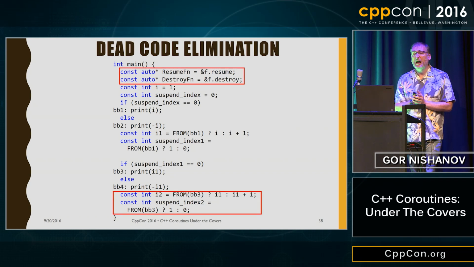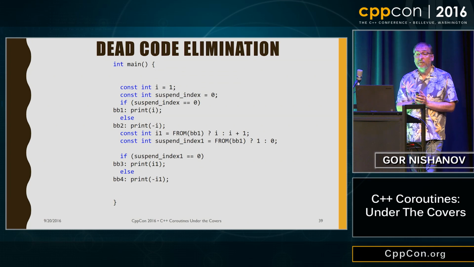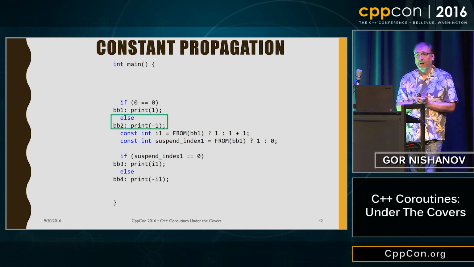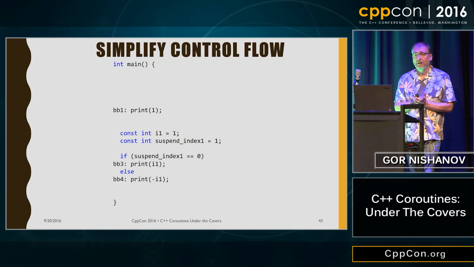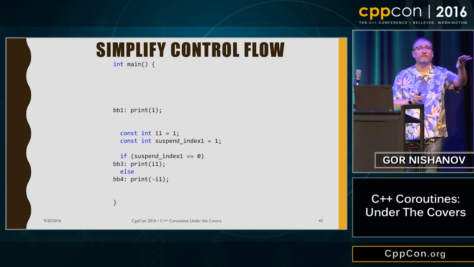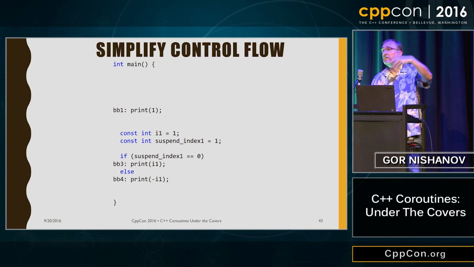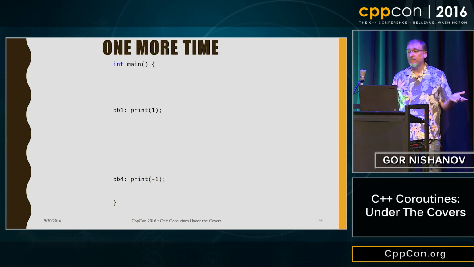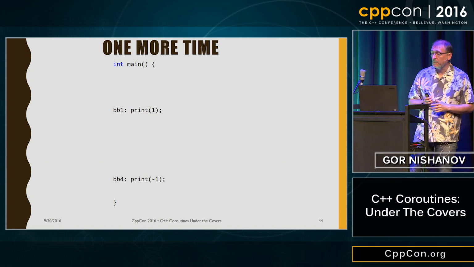we run dead code elimination, this thing disappears. Now we do constant propagation. This thing disappears, goes away. As soon as we got rid of the if, now we can replace the phi nodes with actual values. And then we will repeat it one more time, and we are here at the disappearing coroutine.